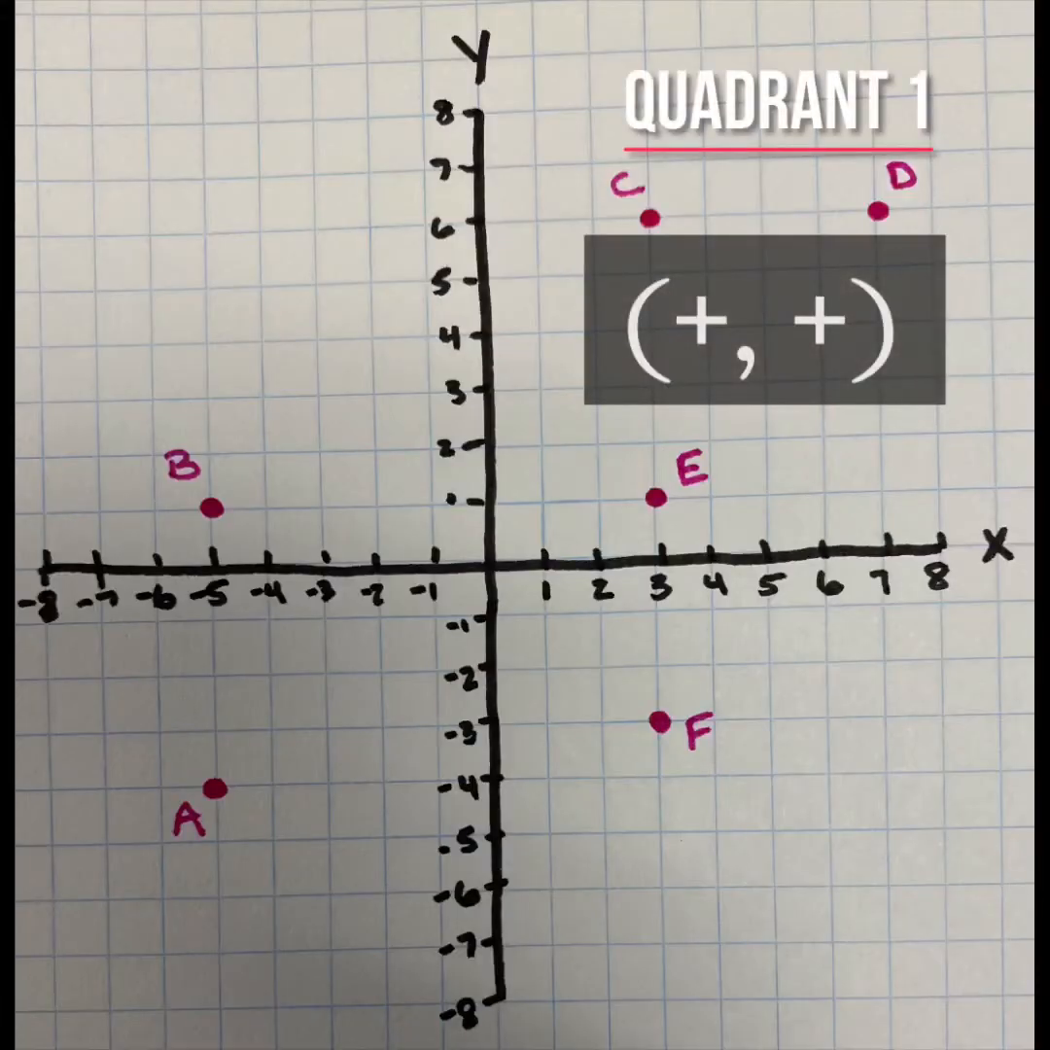The reason that we can just subtract these two numbers is because they are in the same quadrant of the coordinate grid. Let's take a quick break to just discuss the different quadrants. This top right quadrant is quadrant 1. And it is that way because both our x and y coordinates are positive.